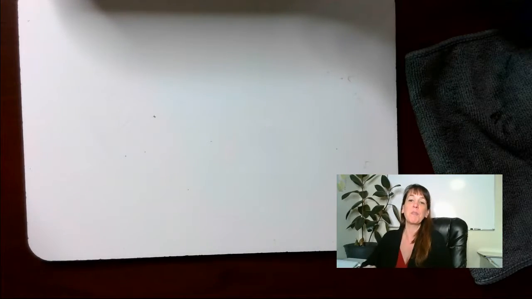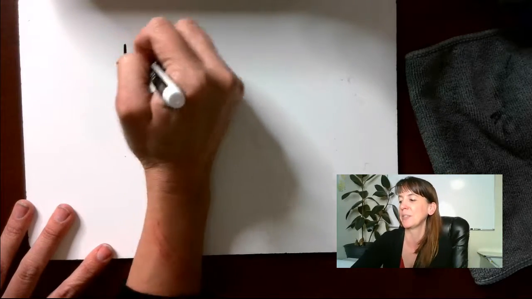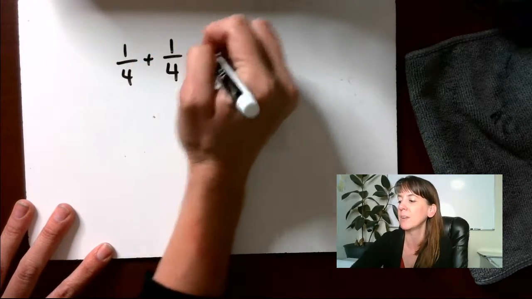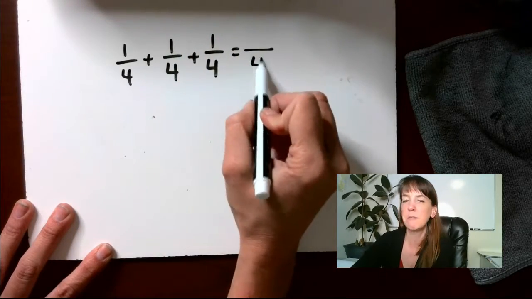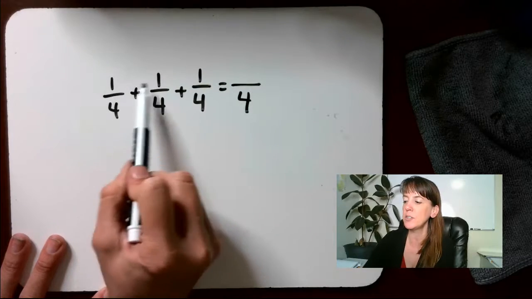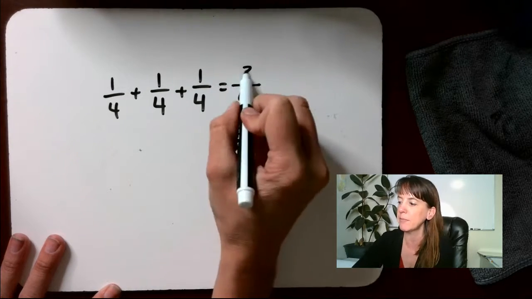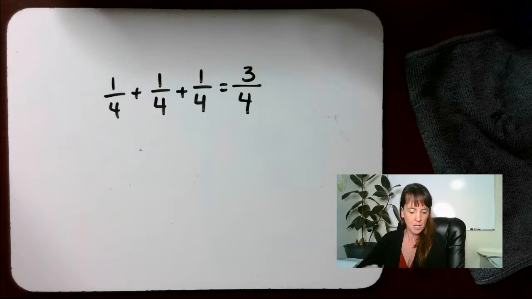Let's say I have another one. Let's say I wrote that problem wrong. I didn't realize it was 1/4 plus 1/4. So the actual example looks like this: 1/4 plus 1/4 plus 1/4, because I don't think you're going to be reducing yet. The common denominator is 4, right? And if I have 1, 2, 3/4 of one of them, I have 3/4. So you just write it like that.